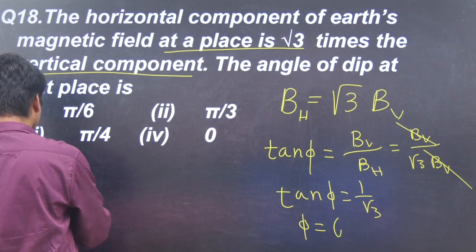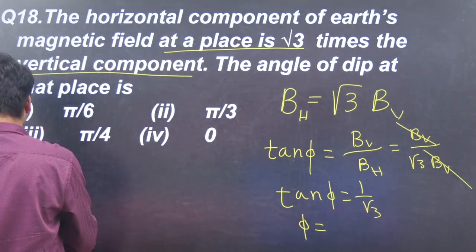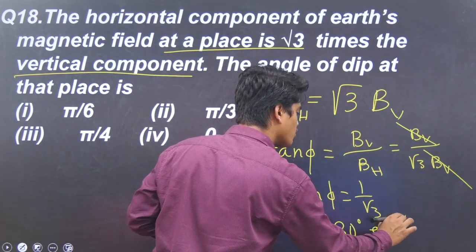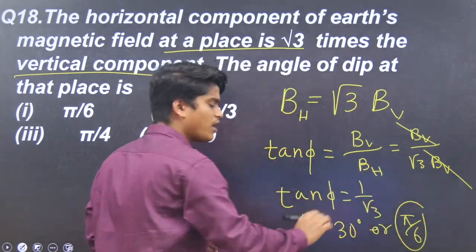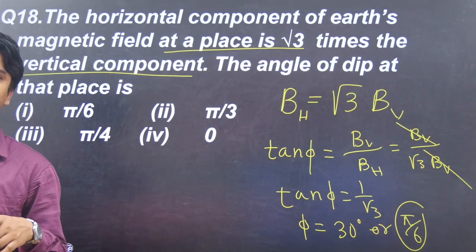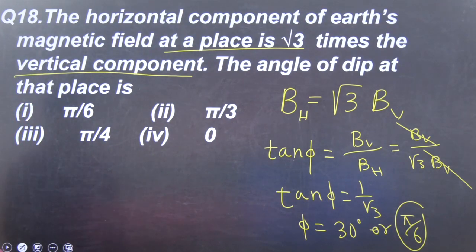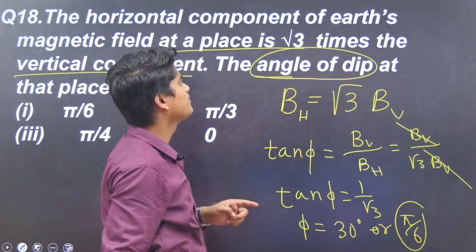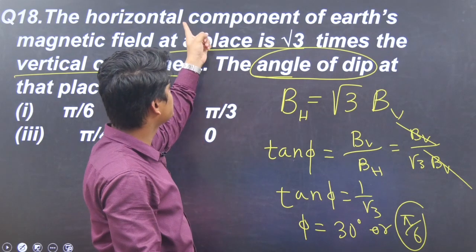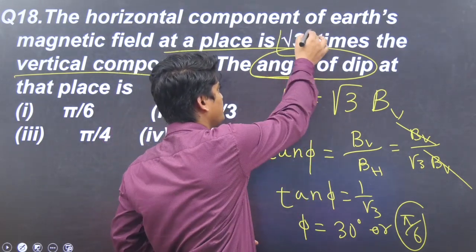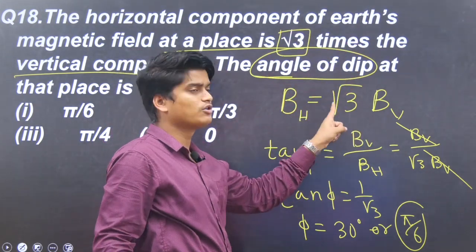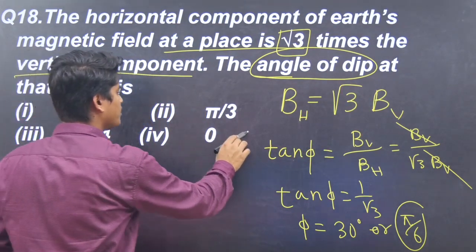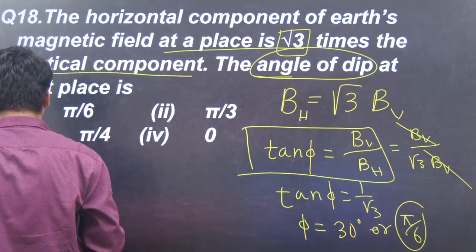If tan phi equals 1 by √3, then phi equals 30 degrees, or 30 degrees can also be written as pi by 6, because pi is 180 degrees, so 180 degrees divided by 6 is 30 degrees. So you can note it down here. This simple formula, remember, this phi is called the angle of dip, and the horizontal component is given as √3 times the vertical component. So BH equals √3 times BV, then you find tan phi. This formula also you remember: tan phi equals BV by BH.